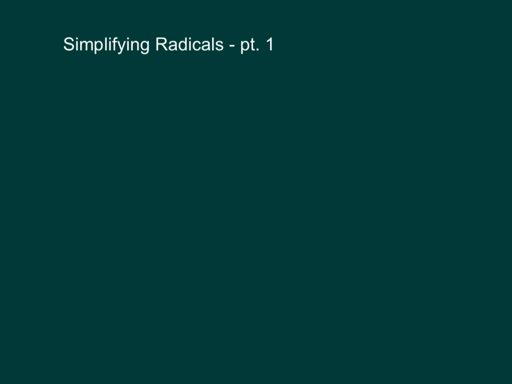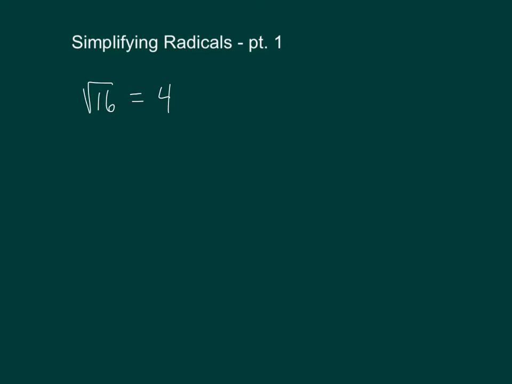In this lesson, I'd like to talk about simplifying radicals. Sometimes we get a radical, say radical 16, and we know 16 is a perfect square, and that just simplifies to 4 because 4 times 4 is 16. 4 is the square root of 16. But what if we get a number, say, like radical 45?